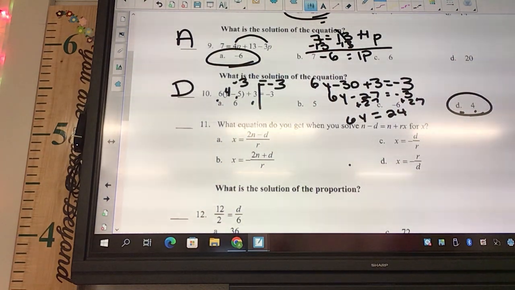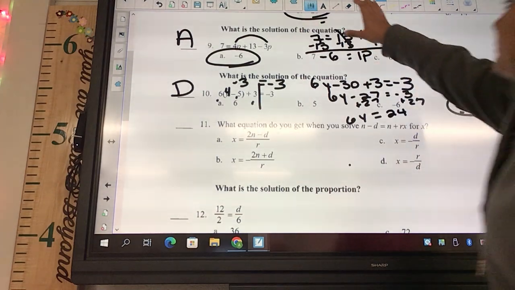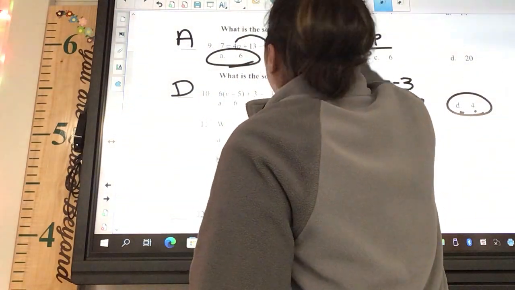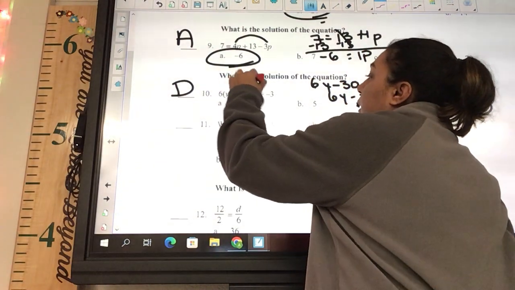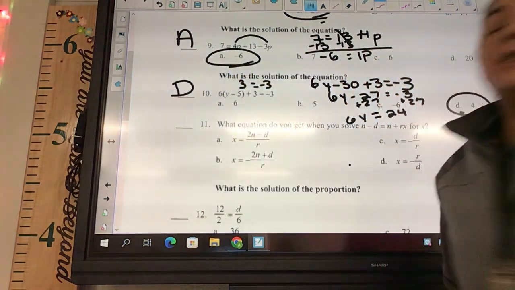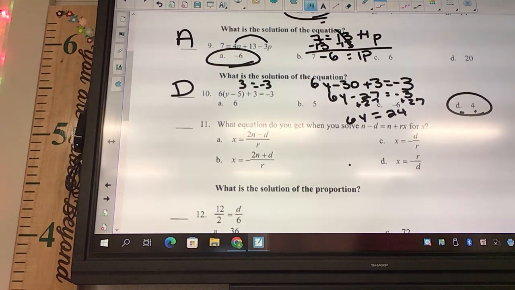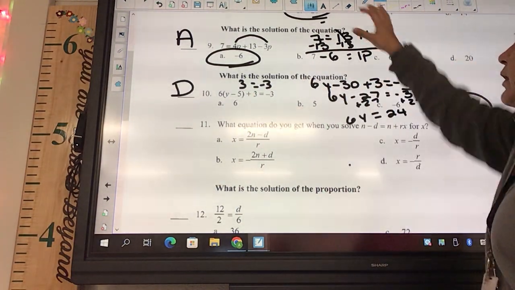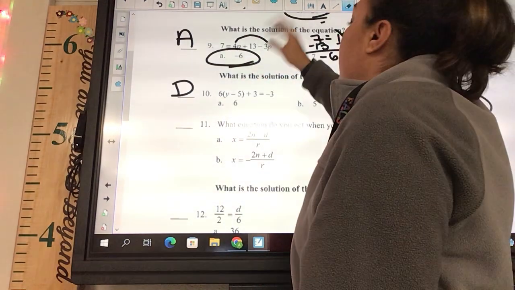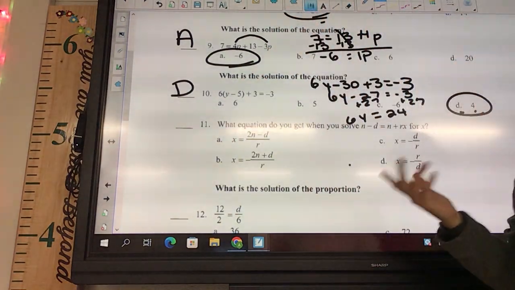Now, if we would plug in 5 for there, okay, 5 minus 5 is 0 times 6 is 0 plus 3. Okay, this is what you would end up getting. Is 3 equal to negative 3? No, that means that's not the right answer. Okay, so if you are better at plugging in and solving rather than solving, that's an option too. Okay, you can do that with almost any equation here.